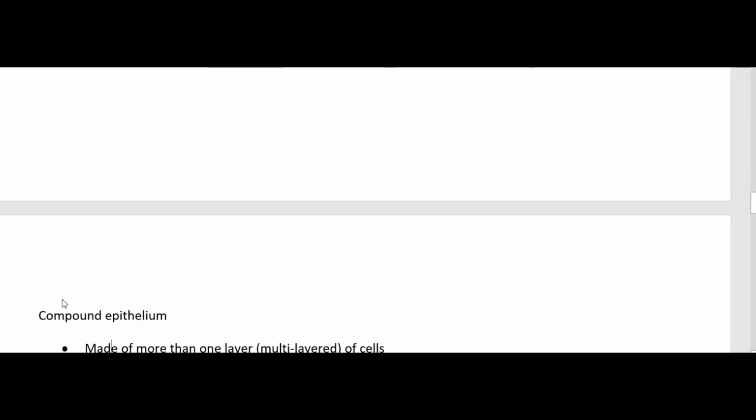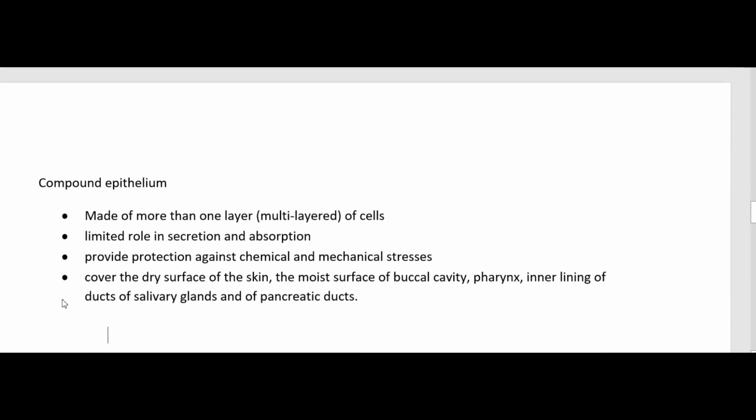Now we move on to compound epithelium. As I told you earlier, it is made up of more than one layer, and it has a limited role in secretion and absorption, because secretion and absorption is the main function of simple epithelium, particularly columnar and cuboidal epithelium. The main function of compound epithelium is protection, covering and lining. So remember PCL. This is a trick to remember the functions of compound epithelium. PCL: protection, covering and lining.